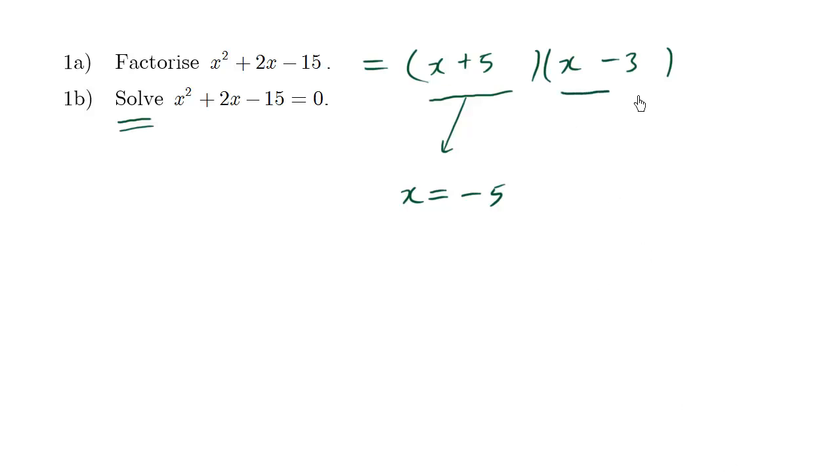And for the other solution here, how do we make this factor 0? We set x to be 3. So the solutions are x equals negative 5 and x equals 3.